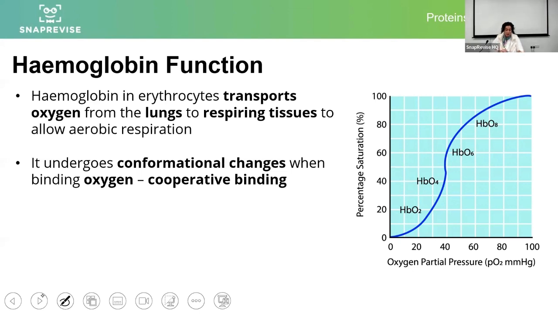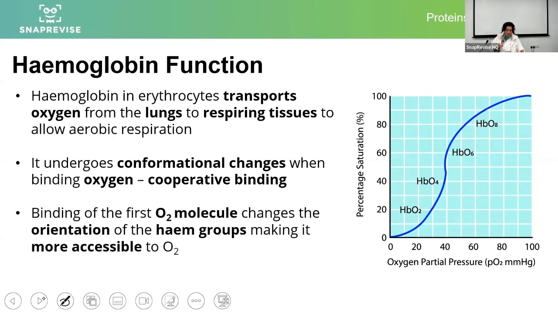Hemoglobin undergoes conformational changes when it binds oxygen, and these conformational changes are collectively known as cooperative binding. What does cooperative binding actually mean? Sometimes we're asked to define it. I'd advise you to copy this phrasing for consistency. Binding of the first oxygen molecule changes the orientation of the heme groups, or if you don't remember that, you can just simply say that it causes a conformational change to hemoglobin such that it makes it more accessible to more oxygen molecules. So how do we connect that to this curve?